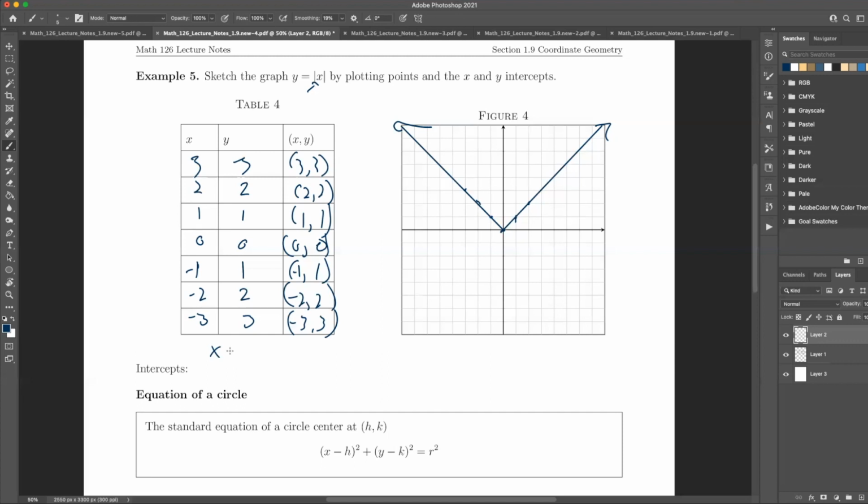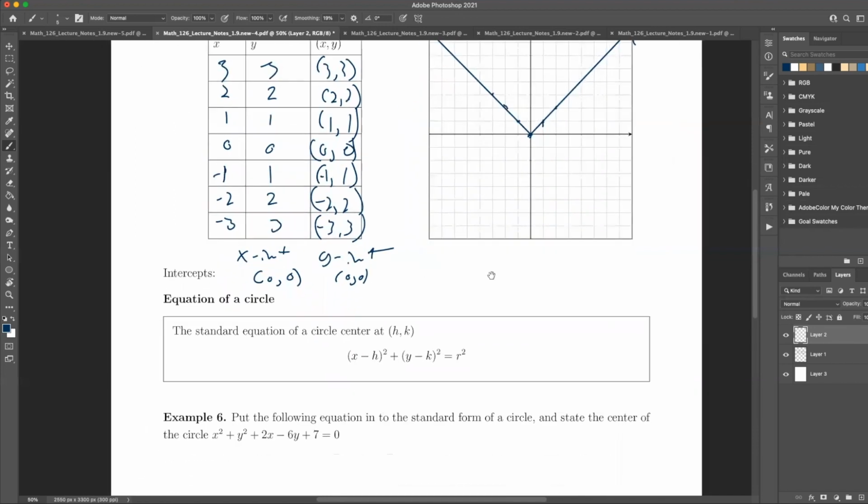Here the x-intercept and the y-intercept are the same thing. They're both 0, 0. So these don't actually have to be different; they both intersect at the same point. It is also possible to have a function with no x-intercept and no y-intercept.